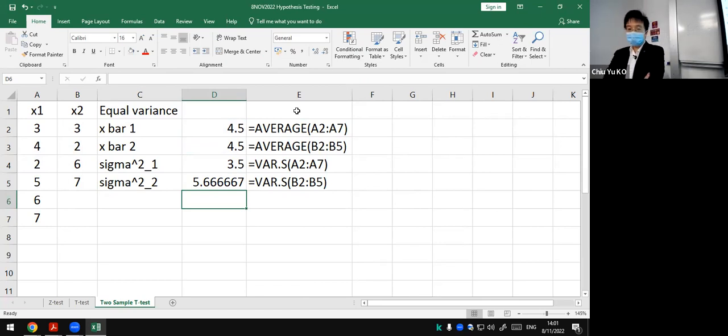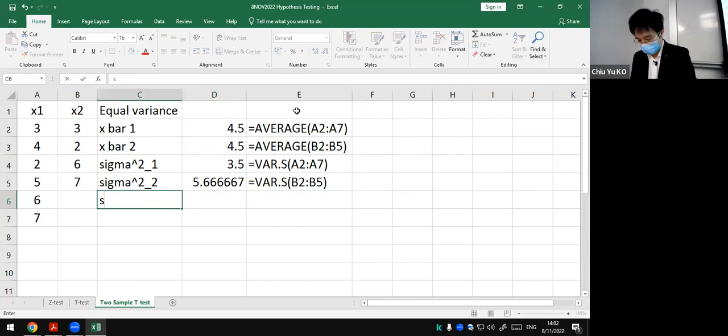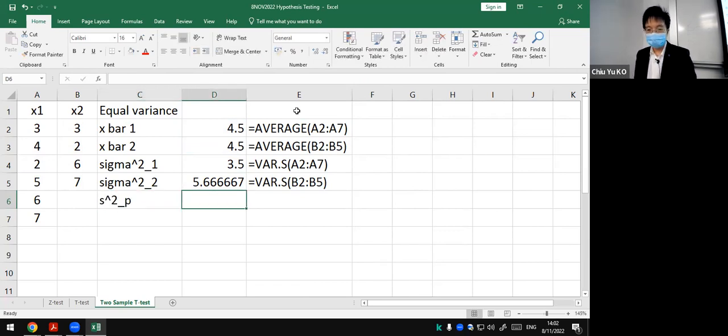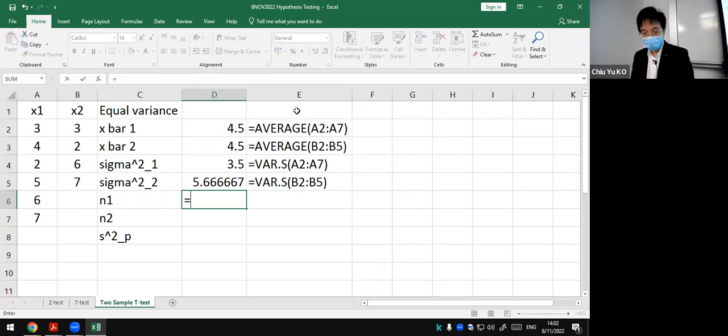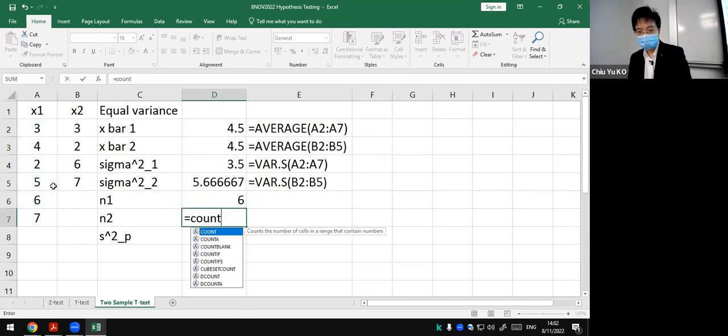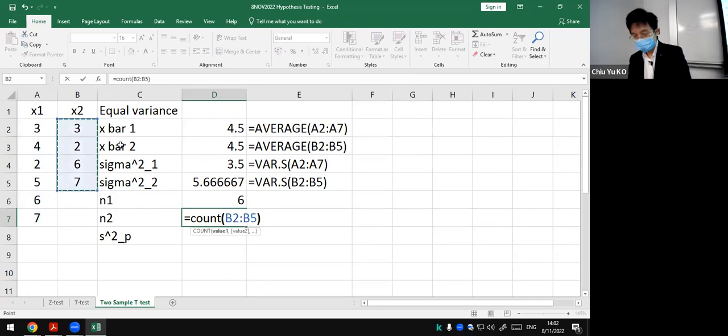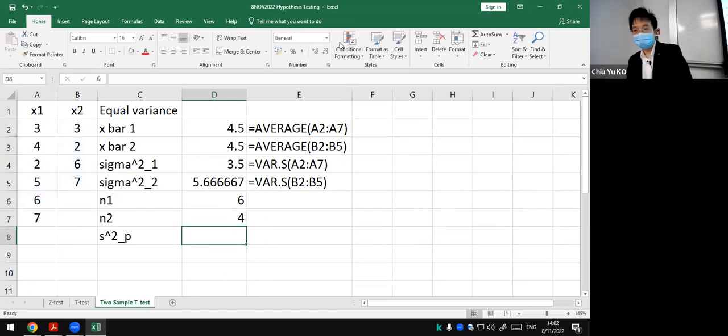And then you need to calculate the pooled variance, right? The pooled variance. So it's S square P, okay, the pooled variance. And pooled variance is the weighted average, right? So before we do that, it's better to have N1 and N2, right? N1 is simply you count how many of them, right? Okay. And N2 is just count how many of those. Okay. So that's how you calculate that.